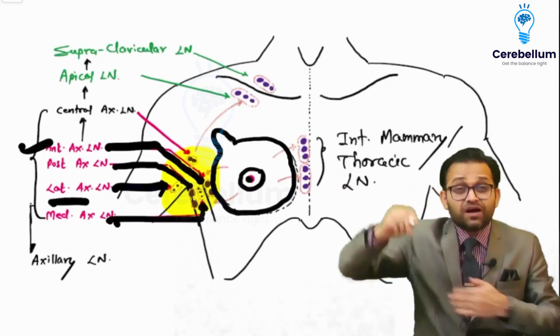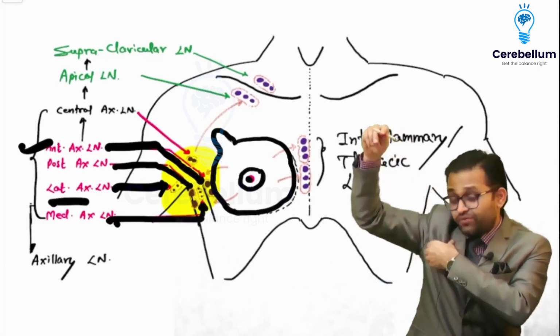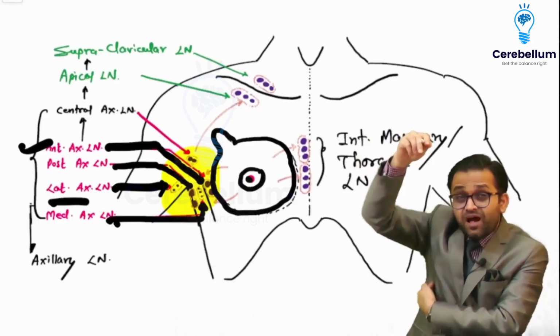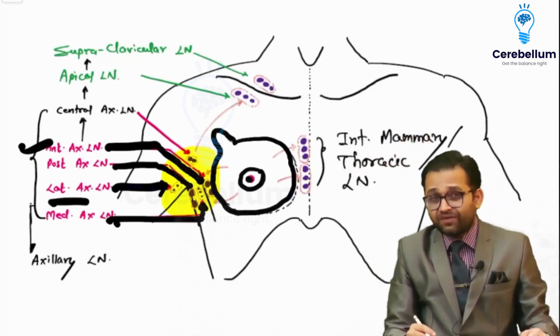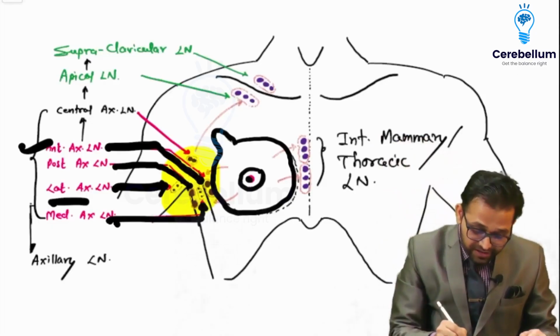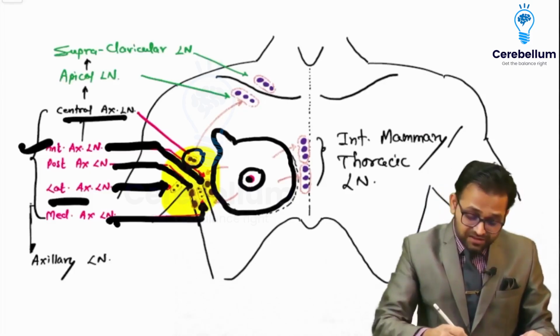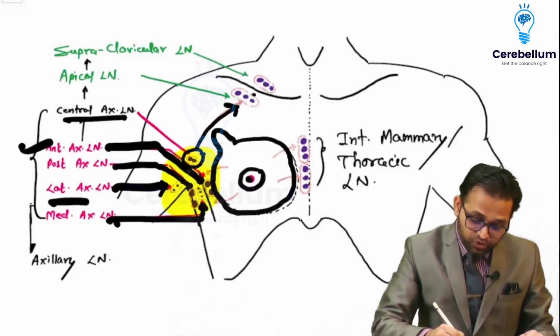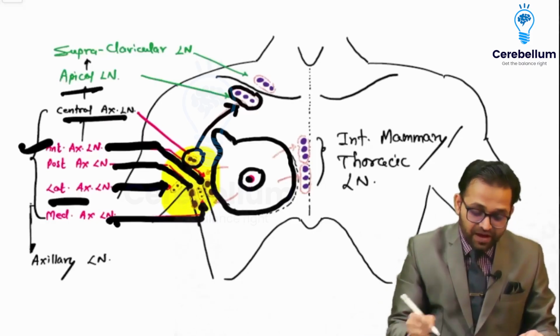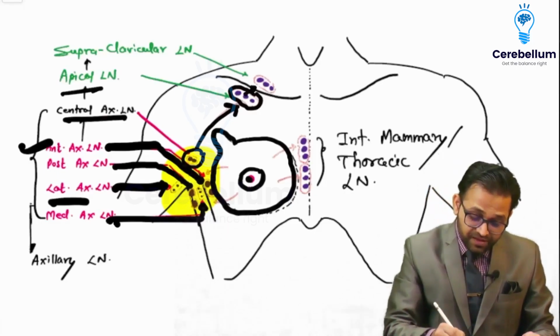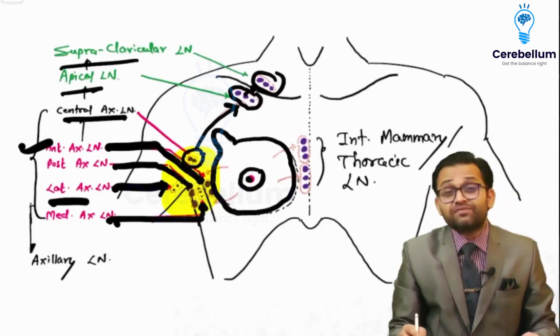So this is our midline portion in between the anterior and posterior axillary lymph node. There is our medial axillary lymph node. These all are draining into the central part, the central axillary lymph node. And then these are draining into the apex portion of the axilla, that is the apical axillary lymph node, and then it is draining into the supraclavicular lymph node, above the clavicle.